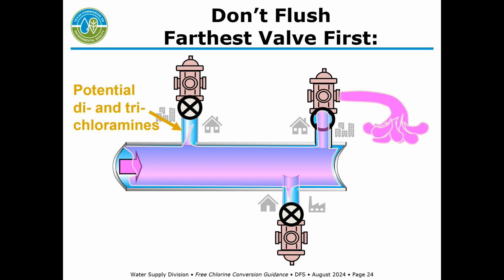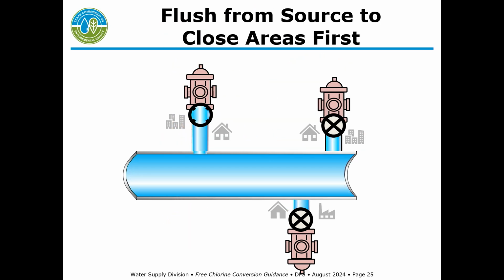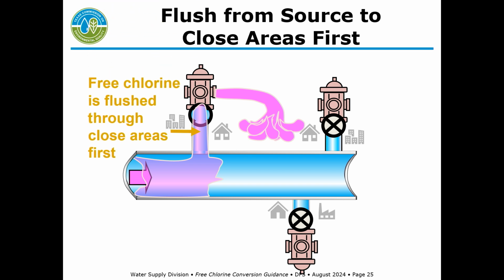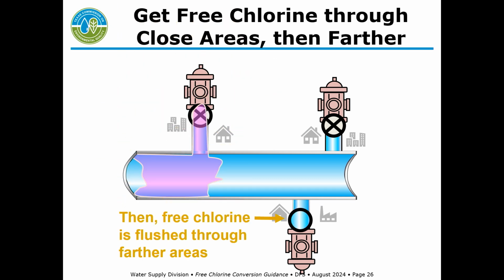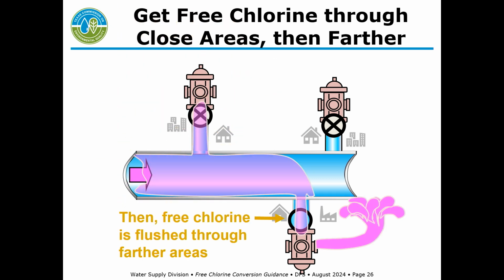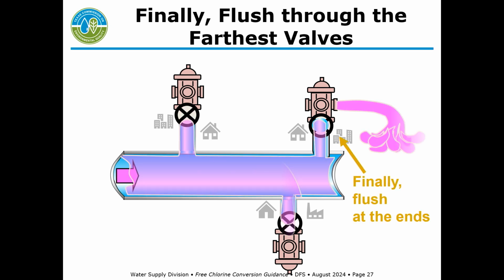What you don't want to do is immediately go to the end of the distribution system and start flushing. What can happen is in those areas in the midsection of your distribution system, they're sucking in a little bit of free chlorine, and it's not really a good idea to have a little bit of free chlorine mixing with monochloramine, because they have that potential for di- and trichloramines when you're doing that in both locations. So don't do this. What you do want to do is first flush at the areas closest to where the water's coming in, then move to the next farther areas in the system, and then finally, once at the end, you can flush.